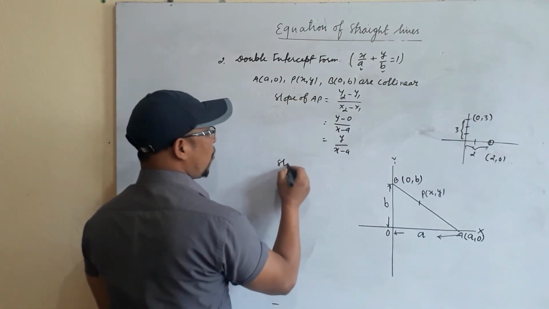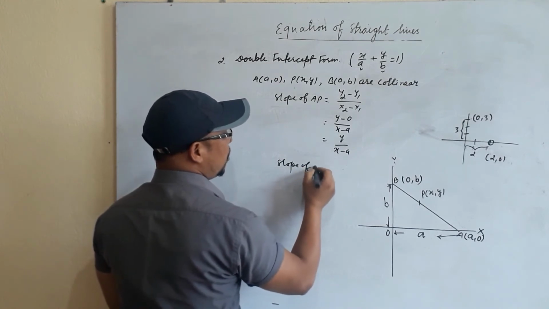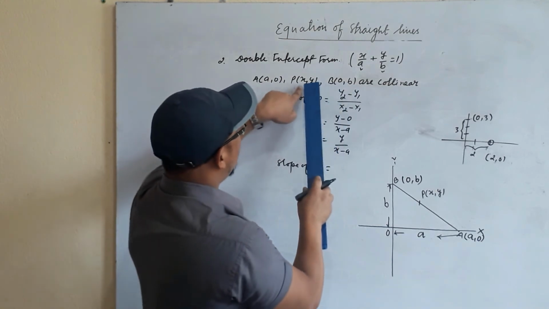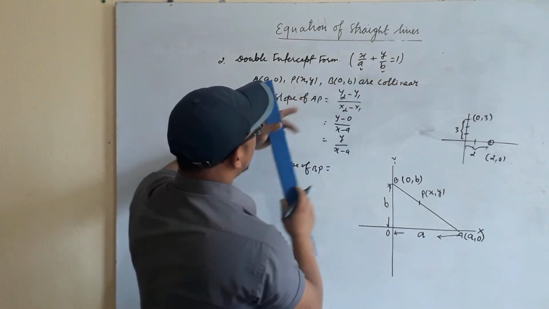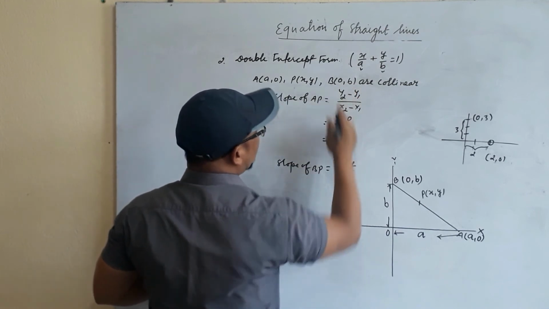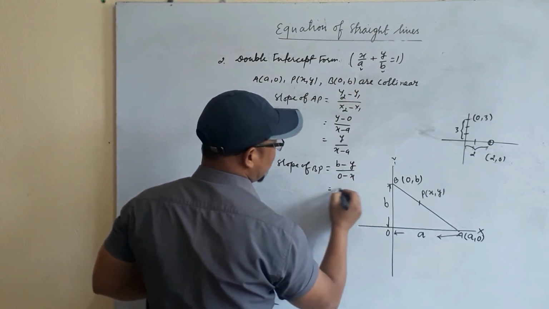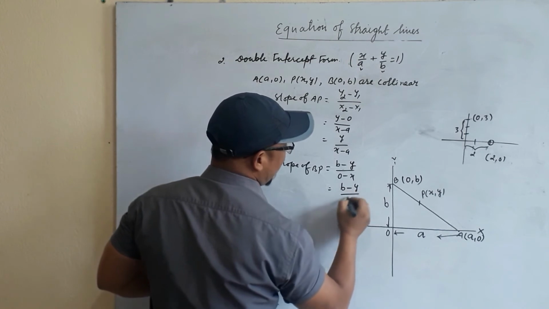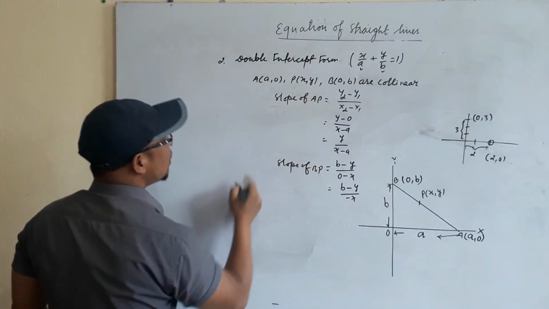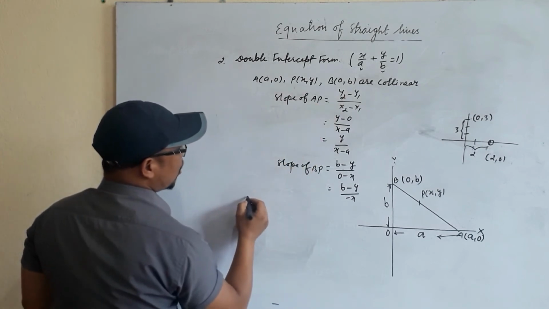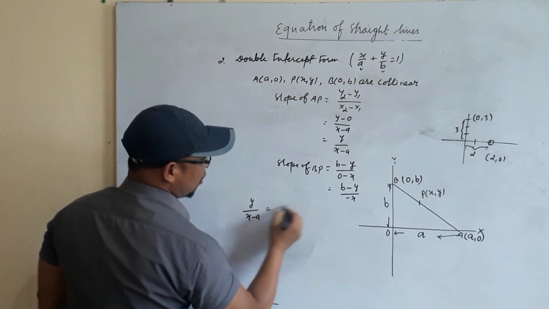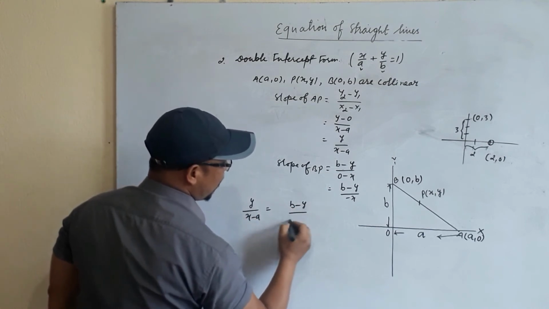Similarly, what is the slope of BP? The formula is the same, y2 minus y1 by x2 minus x1. So x1 y1, x2 y2. Okay, so this can be b minus y upon 0 minus x. This gives you b minus y by minus x. Now you know the slope of AP and slope of BP are equal since they are collinear. Now you can write, the slope of AP, y by x minus a, equals b minus y by minus x.